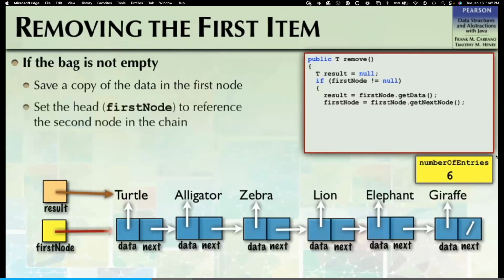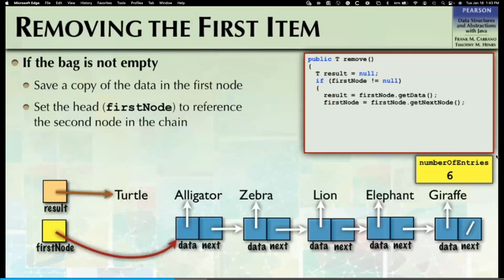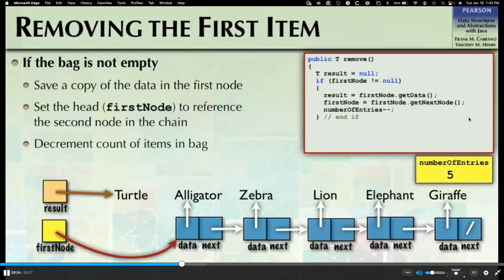Since the first node in the chain is no longer needed, we can have the data member first node reference what is currently the second node in the chain. We copy the reference in the next field of the first node in the list into the data member first node. There is now no variable that holds a reference to the node that used to be the first node in the chain. This node will then be deleted when Java's garbage collection runs. Our linked chain has one node less, and so our bag has one item less.